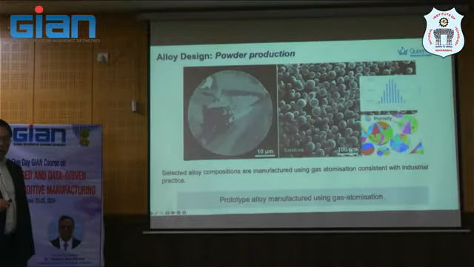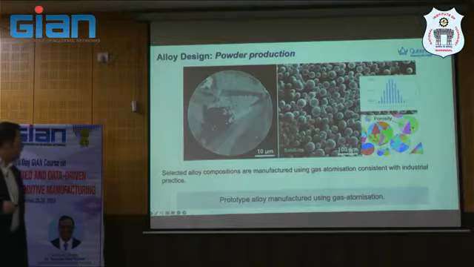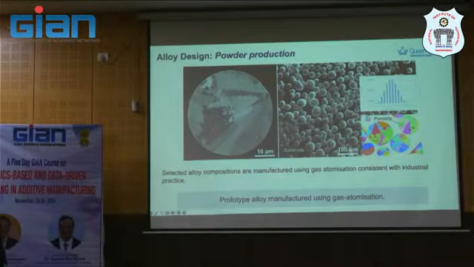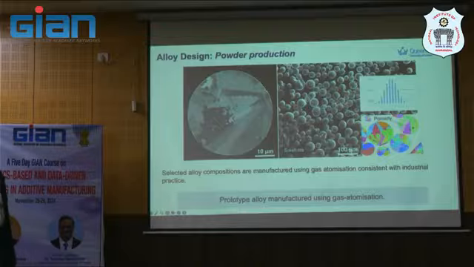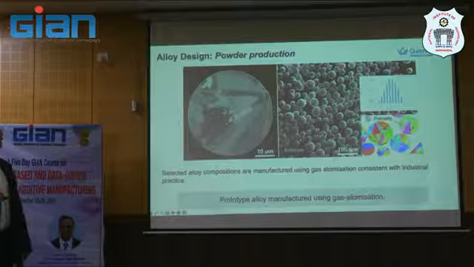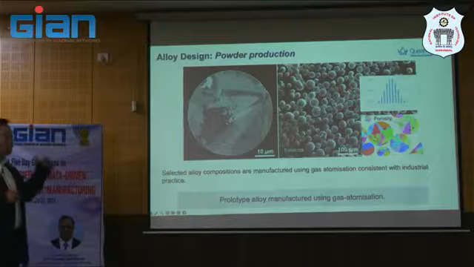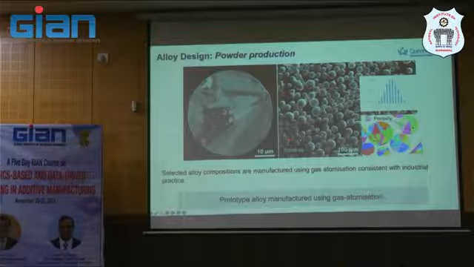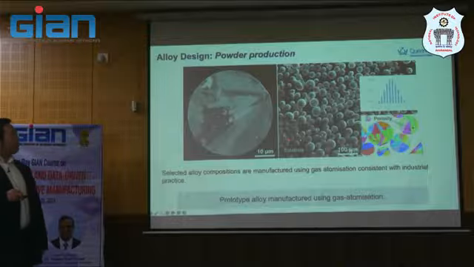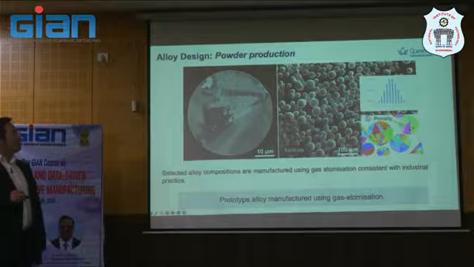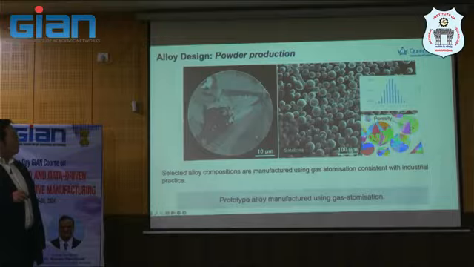And next is about, once we get that composition, what we can do and how we do it. We need to prototype this alloy, manufacturing it using atomization. So this is basically an alloy composition manufactured using gas atomization. We use industrial-practice atomization to produce the new composition that we found. At that time, we already knew the hurdles for this processing: trapped porosity, microstructure, even dendrites, something like this.